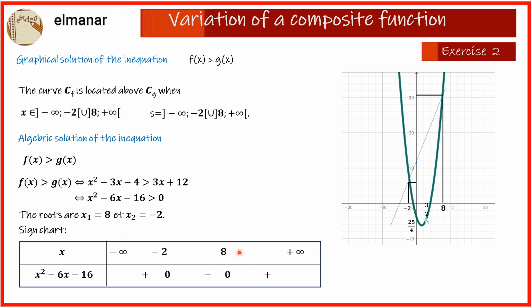When x is greater than 8, the expression is positive. It has the same sign as a, the coefficient of x squared. Thus, the values of x that make the expression strictly positive belong to the intervals from -infinity to -2, union from 8 to positive infinity. Conclusion: whether by the graphical method or algebraic resolution, we find the same solution. The values of x that satisfy the inequality are those in the intervals from -infinity to -2 and from 8 to positive infinity.